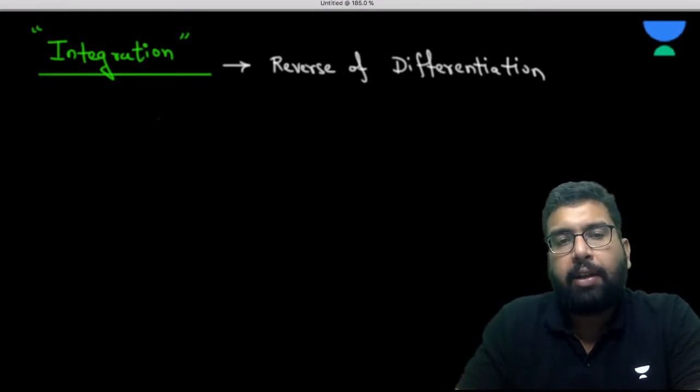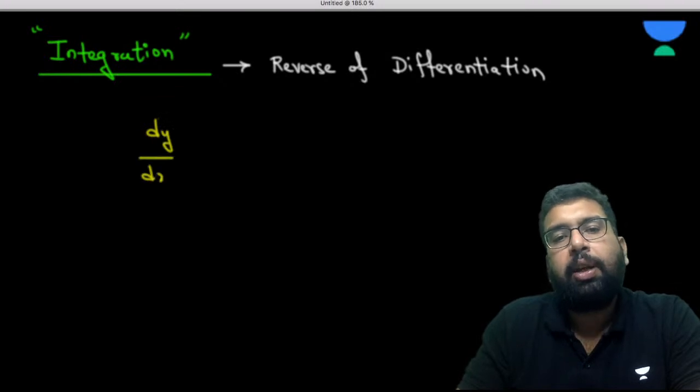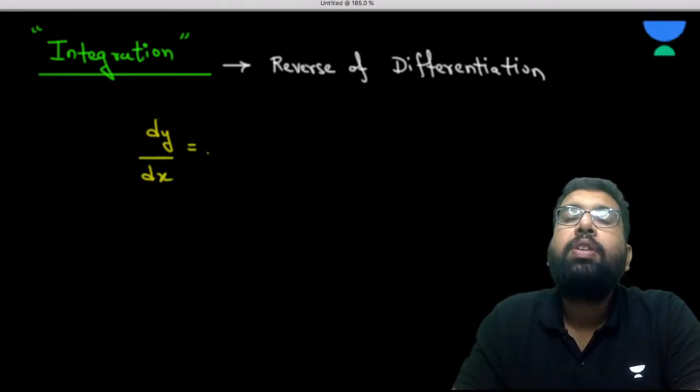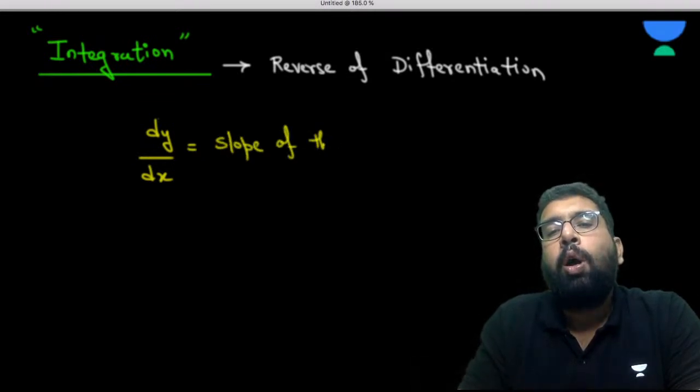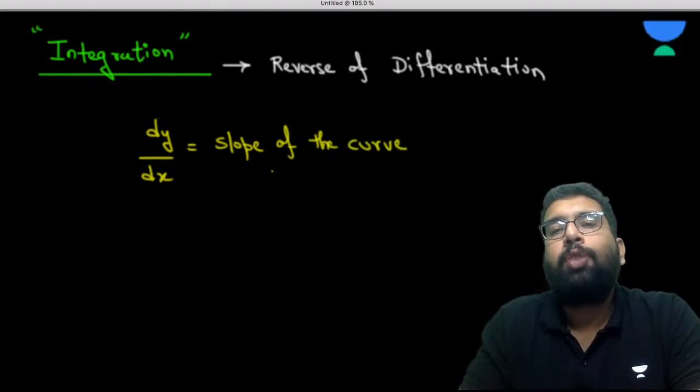So let me, before that, suppose dy by dx. We know that this is the sign of differentiation. dy by dx is the differentiation. We know that it is the slope of the curve. dy by dx refers to the slope of the curve.